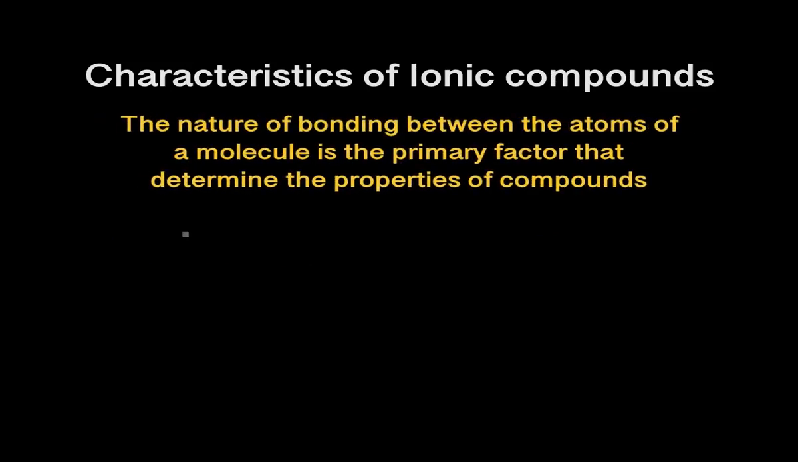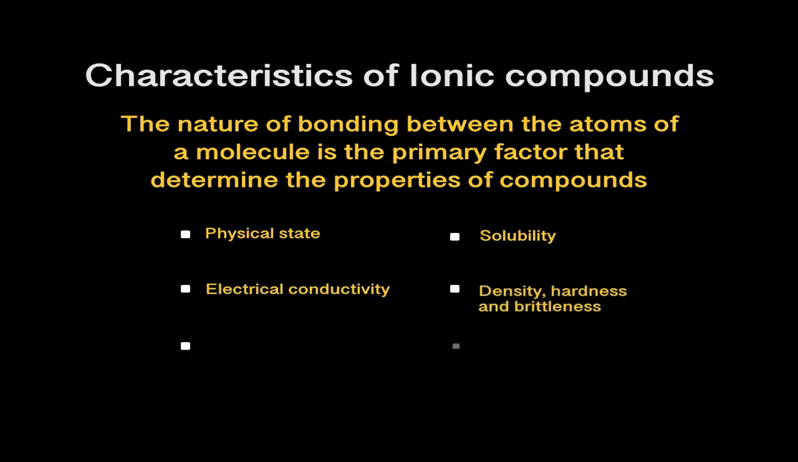Characteristics of ionic compounds. The nature of bonding between the atoms of the molecule is the primary factor that determines the properties of compounds: physical state, electrical conductivity, melting point, solubility, density, hardness, and brittleness reactions.